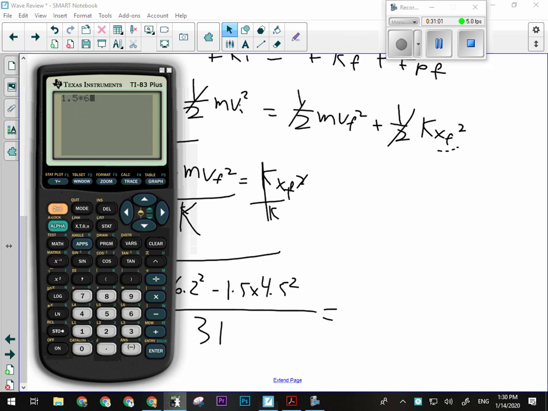1.5 times 6.2 squared, minus 1.5 times 4.5 squared. Then I'm going to divide that by 31, and then take the square root of that. So the displacement of that mass, when it's moving at 4.5 meters per second, is 0.94 meters.